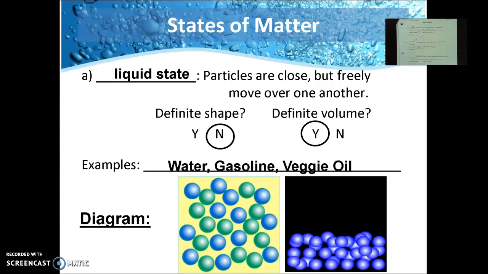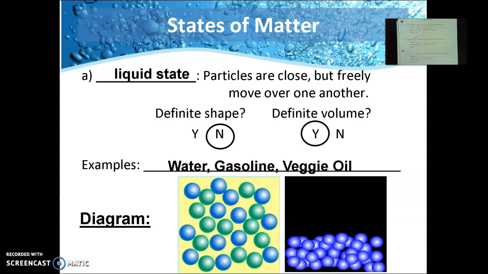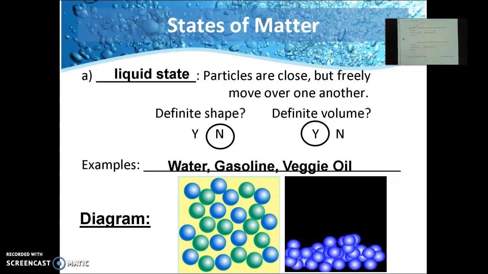Some examples of liquids would be water, gasoline, or vegetable oil. And you can write these in here on your notes. Now, for the sake of time, I'm going to stop writing the notes with you, but I will move the page along so that you can see where you should be. All right. So we should have both the gas state and the liquid state done.